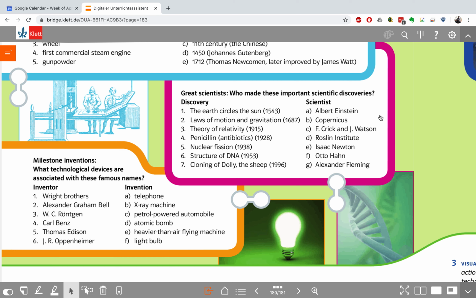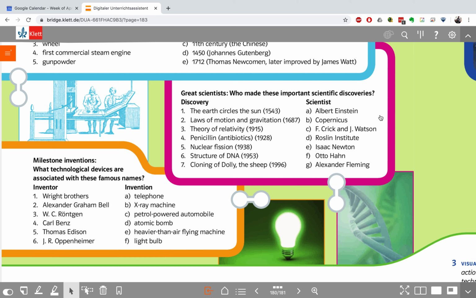Penicillin. I have skipped that. Fleming, Alexander Fleming. He had an accident in his laboratory. He forgot to clean one of his dishes, and the bacteria was killed by a form of fungus, and this way he found out about antibiotics. A very lucky incident. Structure of DNA. Oh, good question. And cloning of Dolly the sheep. Roslin Institute, maybe.